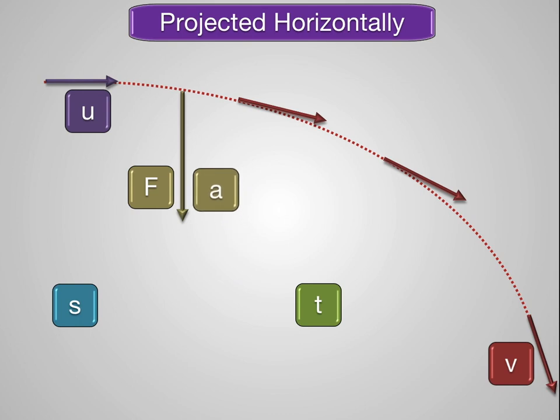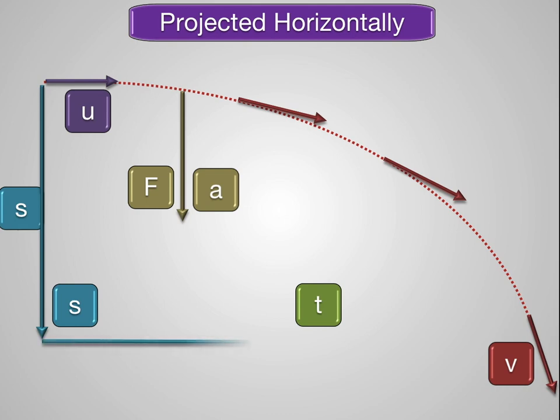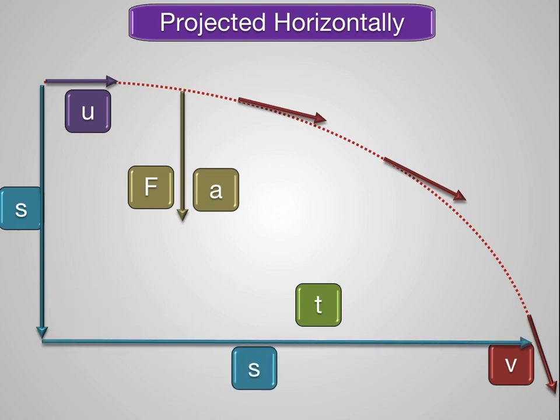Coming to the displacement, there are two types of displacement for a body under projectile motion. A vertical displacement: you can see it's coming down some distance in the vertical direction. At the same time, it's moving horizontally also, so there is a horizontal displacement as well. Now, if you observe the directions of these quantities, you can see all these vectors have different directions.